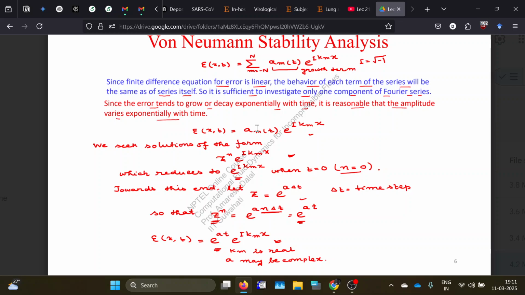Here, this red line: since the error tends to grow or decay exponentially with time, it is reasonable that amplitude varies exponentially with time. First of all, this we have written since the finite difference is linear. The blue term you have already explained: if the finite difference equation is linear, the behavior is linear. But what about this exponential? We have taken this as sinusoidal. It's sinusoidal in space, but in time it's exponential.